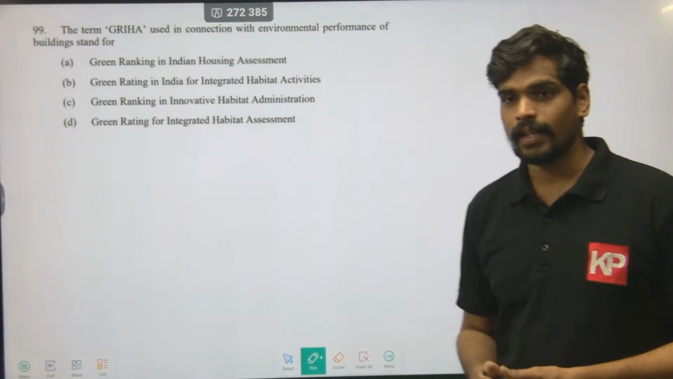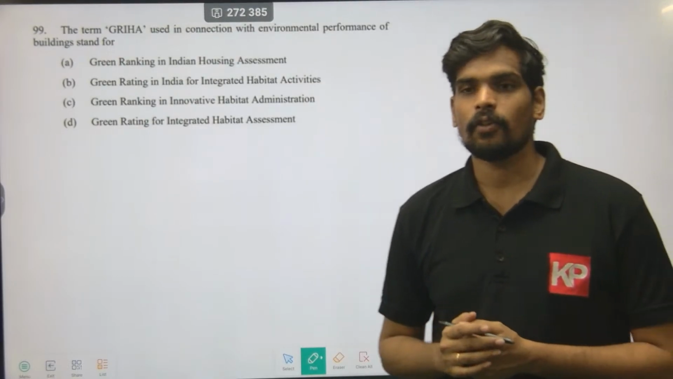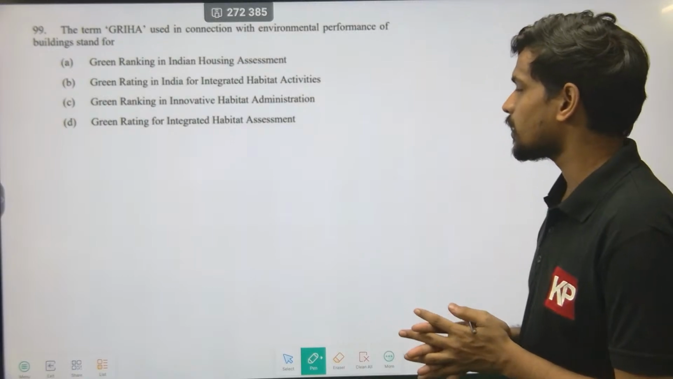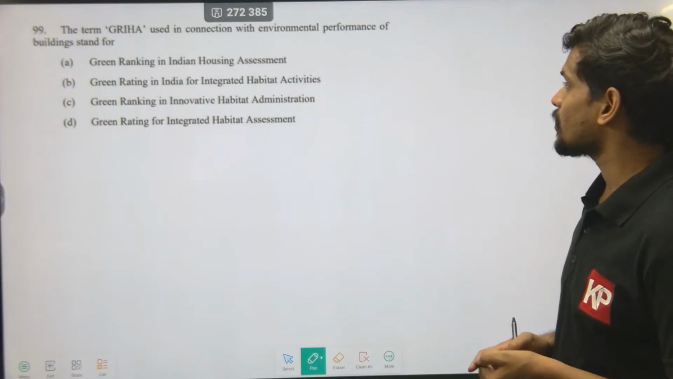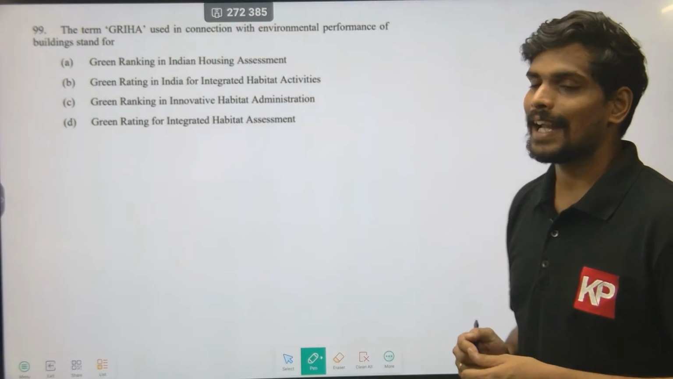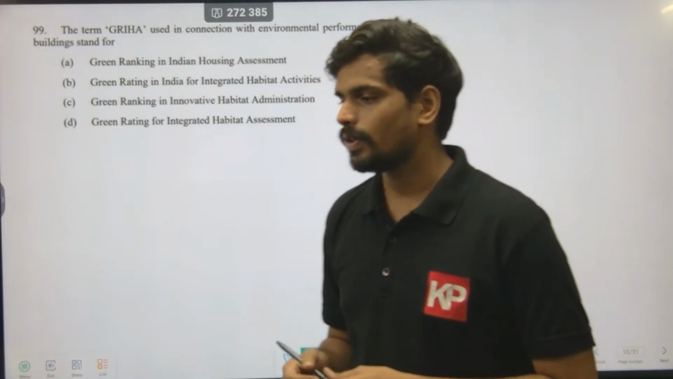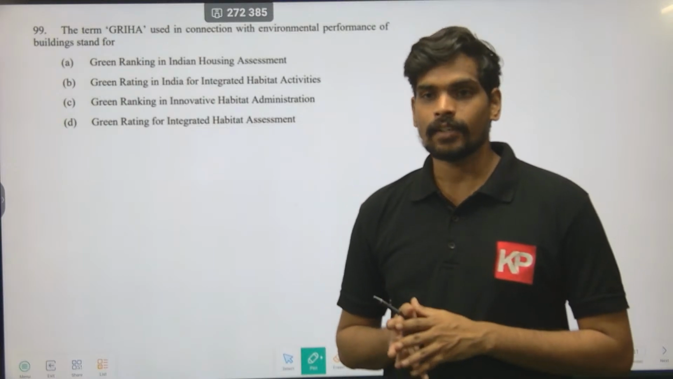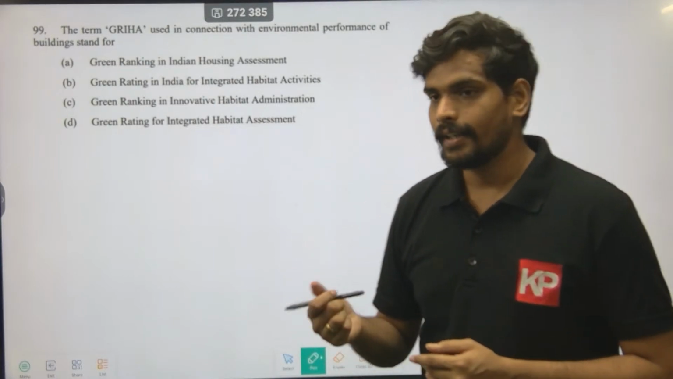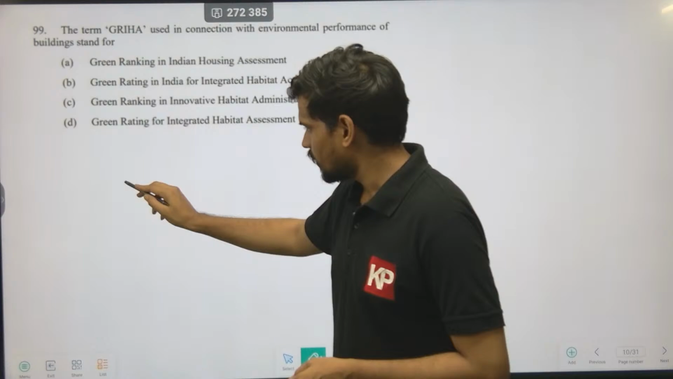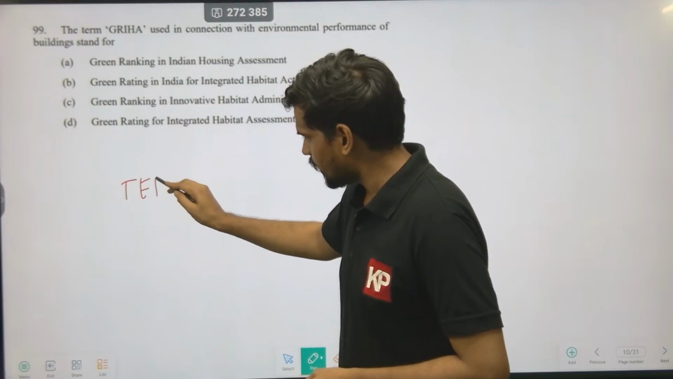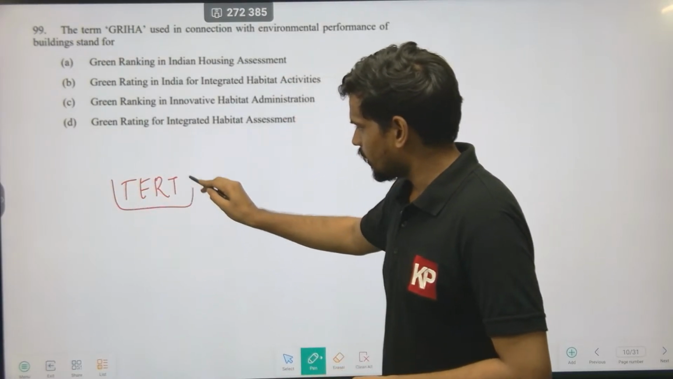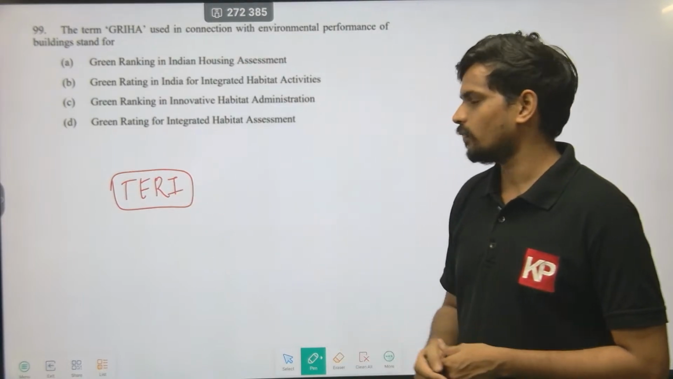Next one, question number 99. This again is from the same area of building rating systems and green building systems. The term GRIHA used in connection with environmental performance of building stands for. They are asking the full form of the acronym GRIHA. So GRIHA basically is a rating system from the Indian context. This was developed by the Energy Resources Institute. GRIHA is a rating system given by TERI, the Energy Resources Institute. That's the full form of it.